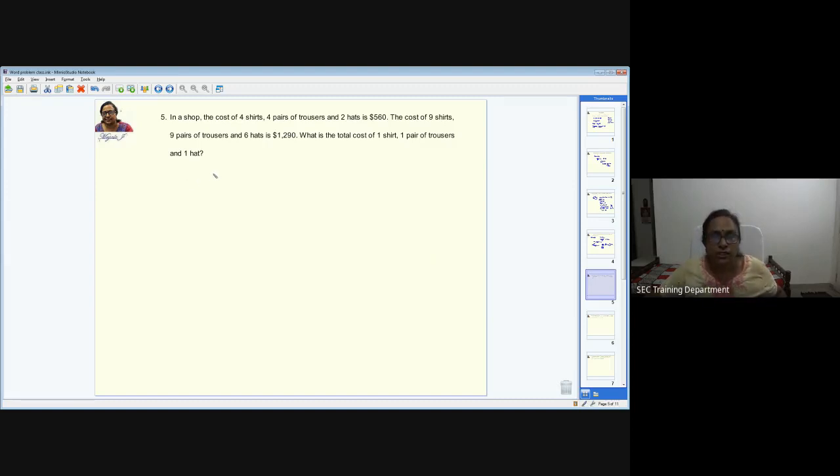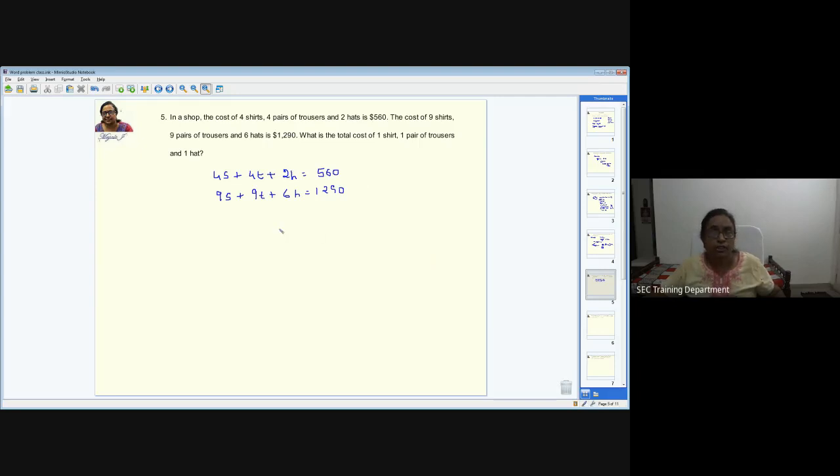Let me consider 1 shirt as S. So therefore 4S, and because 4 shirts and 4 trousers, so 4T, and 2 hats, so 2H is going to cost $560. The same thing, the second sentence: the cost of 9 shirts, so 9S plus the 9 trousers, 9T, plus 6 hats is going to cost 1290, right? So you got these two equations.